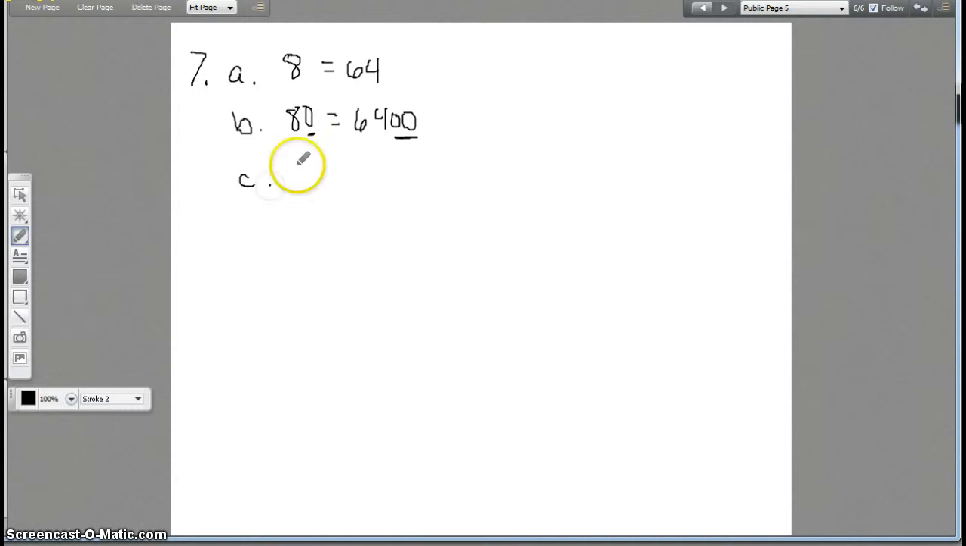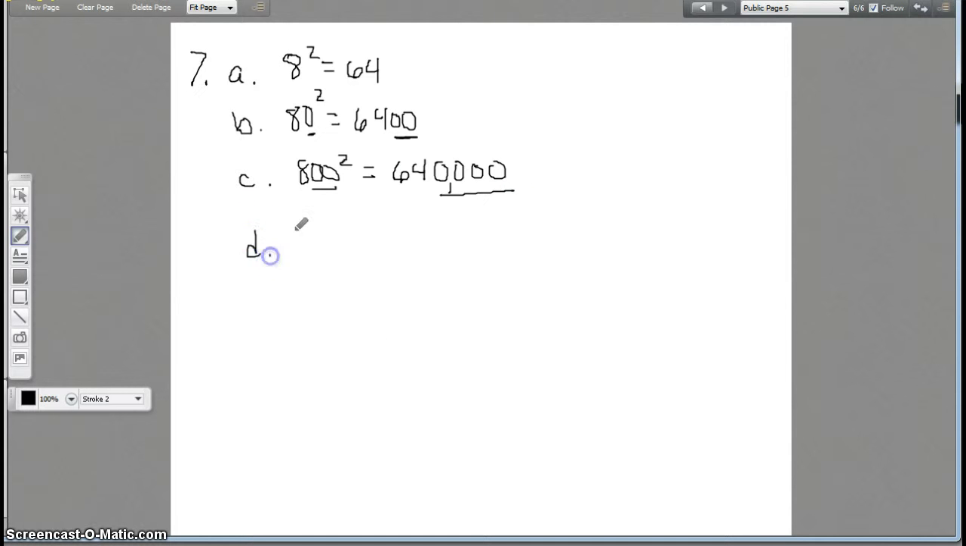Let's look at part C. 800. Oh, sorry, I should put the square here. What is 800 squared? Well, if you punch 800 squared into your calculator, what you'll get is a 64 with 4 zeros after it. So this is 640,000. So we have 2 zeros here, and that becomes 4 zeros there.